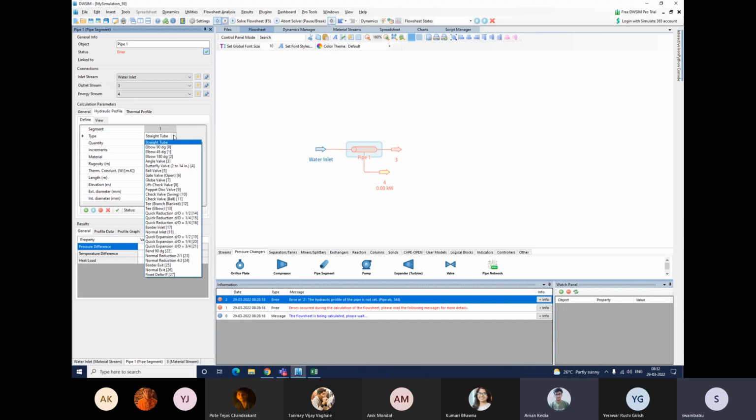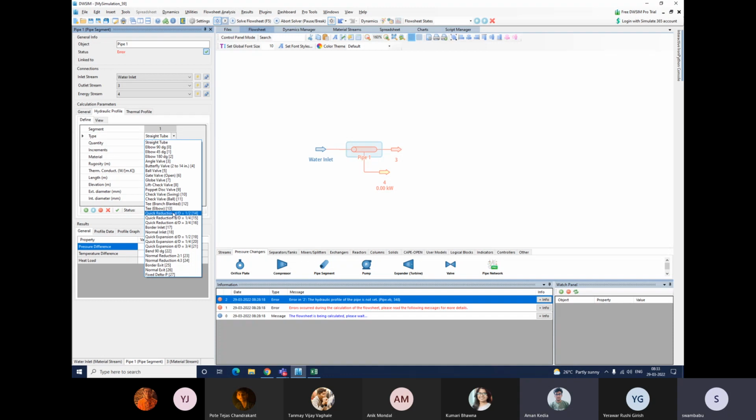This can be a straight tube, an elbow of 90 degree, elbow of 45 degree, and elbow of 180 degree, and it could be angle valve, butterfly valve, ball valve, gate valve, globe valve. So many valves we have. All the valves are actually defined here. Check valve and T joints. Now we have the T joints. Now we have the quick reduction, sudden enlargement, sudden decrease.